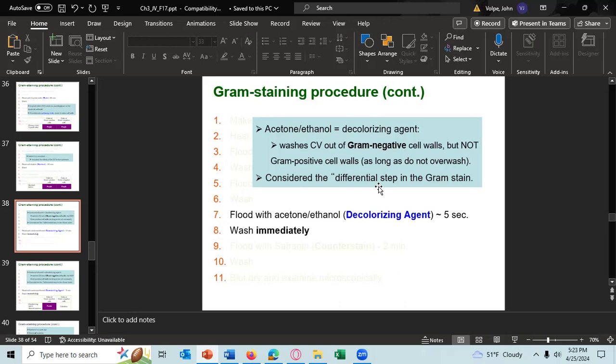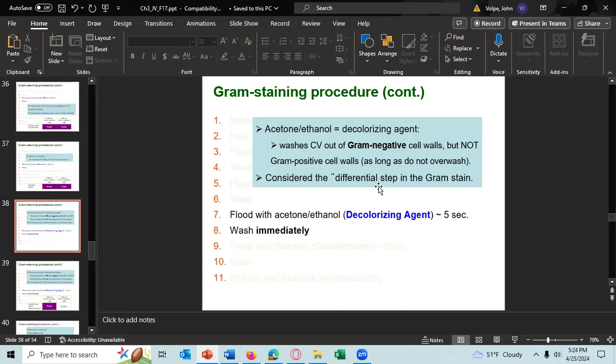If you apply the decolorizing agent for too long, you will pull out the crystal violet iodine complex from the gram-positive cells, and you don't want that to happen. So after about 5 seconds, and like I said, the best thing to do is just to apply it, and then when the purple stops running, stop applying it.